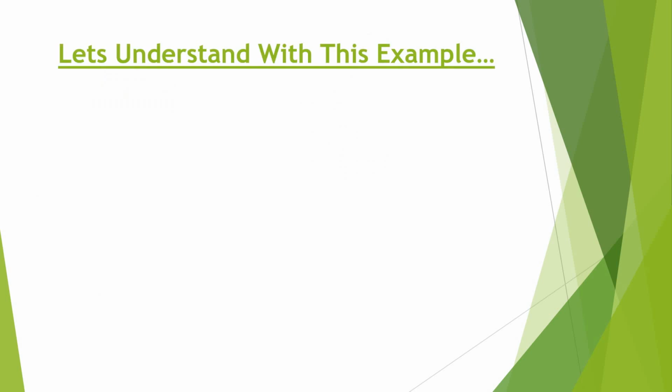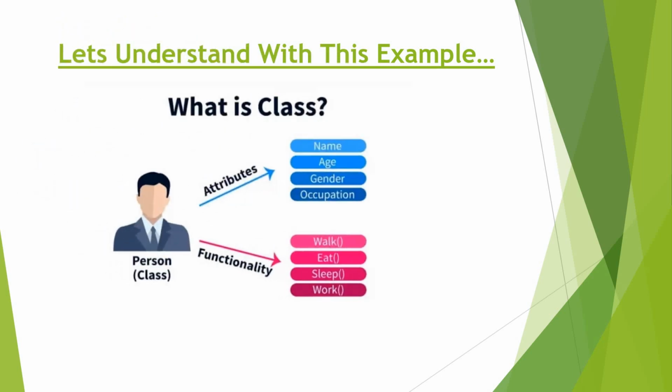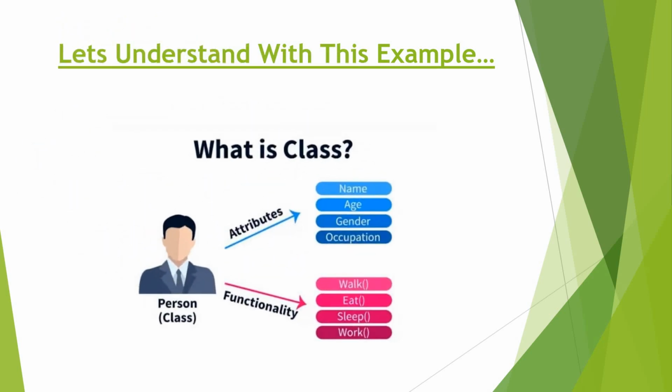Let's understand with this example. If we take ourselves as a class, let's say human is a class. Let's consider ourselves as a car. Every human has the same attributes like name, age, gender, occupation. The functionality: a human can walk, eat, sleep and work. The rules are the same for every human but the values are different.